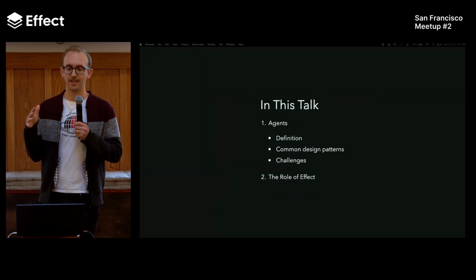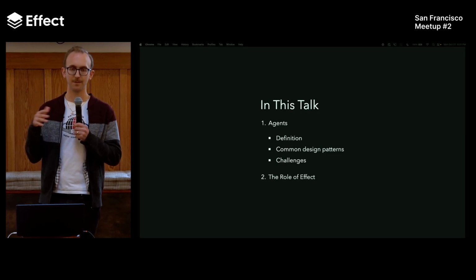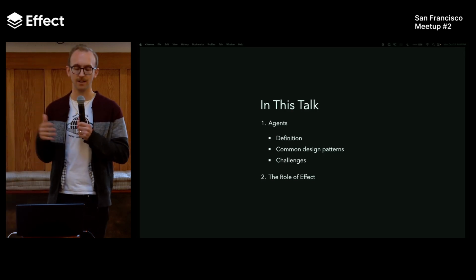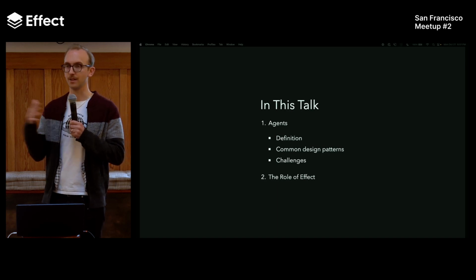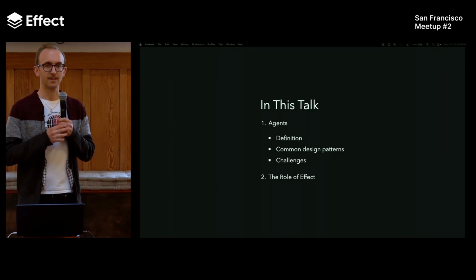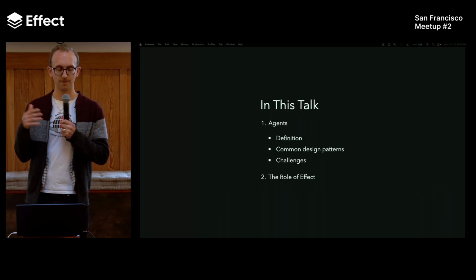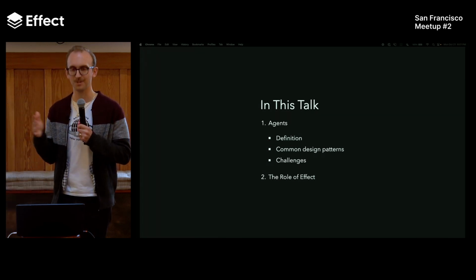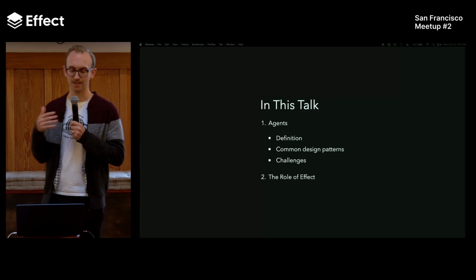So just a quick level set. In this talk, we're going to spend a tiny bit of time talking about agents, giving a little bit of a definition of what they are, some common design patterns that are in use, and then some of the challenges. And we'll try to go a little bit quicker through this part of the talk so that we can arrive at the part that everybody's probably more interested in, which is the role of Effect and actually looking at some code.